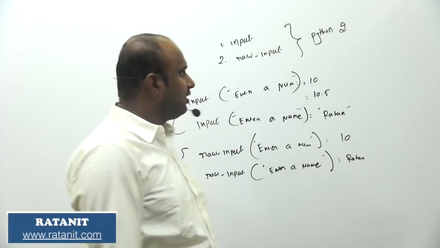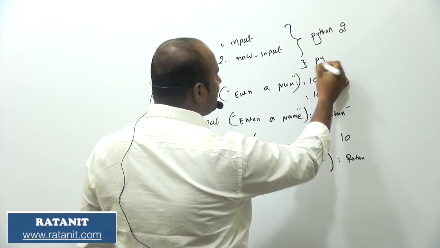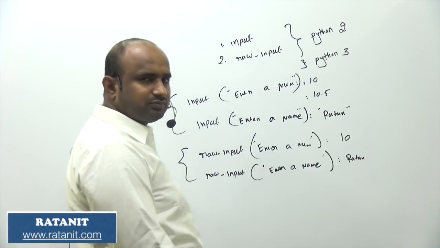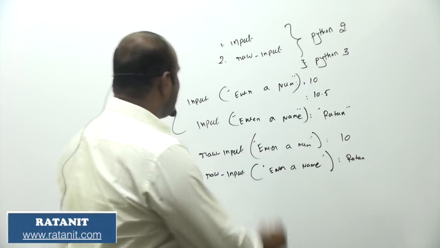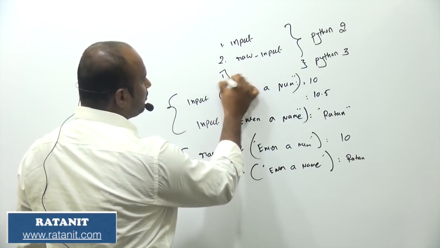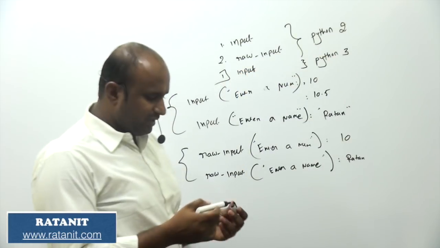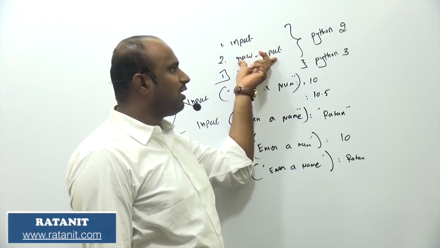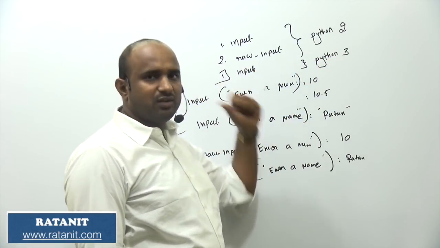But coming to Python 3, to take the input we have only one approach. What is that approach? Only the input function. So in Python 2, two ways: input and raw input. In Python 3, only one function is there, called the input function.